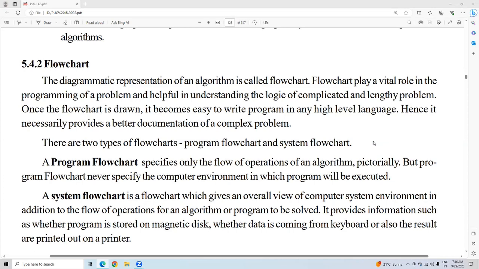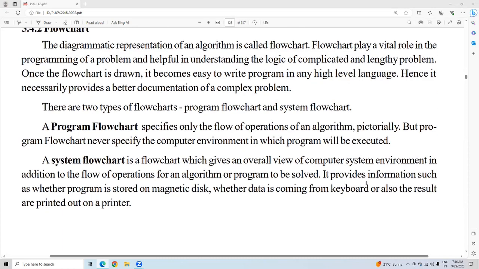Flowcharts are the graphical, diagrammatical representation of an algorithm. So they play a very important role in programming to solve problems and to understand the logic of complicated and lengthy problems. Once the flowchart is drawn, it becomes very easy for the programmer to go through the flowchart and start writing the programs in the high level language. That is why flowcharts are introduced, and they help you to solve complex problems very easily.